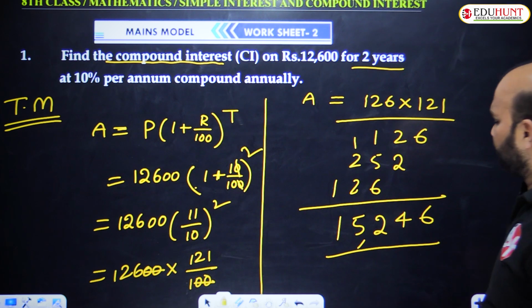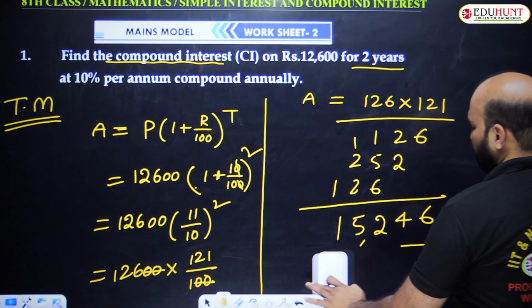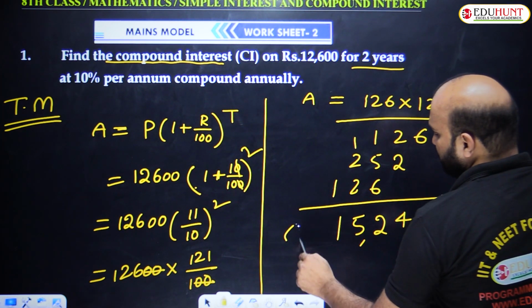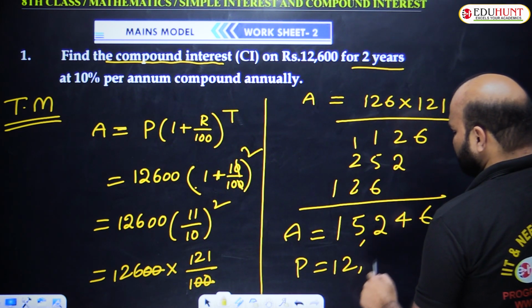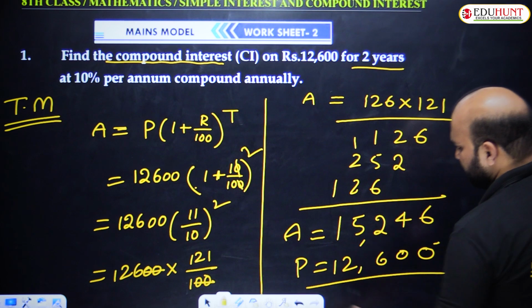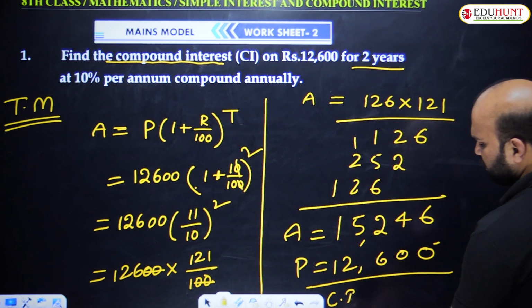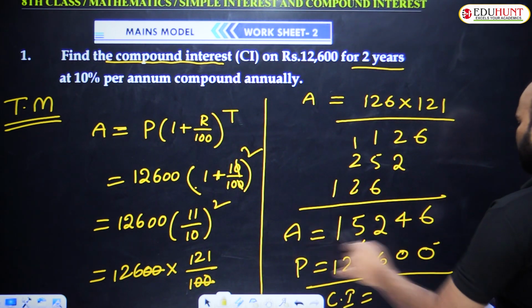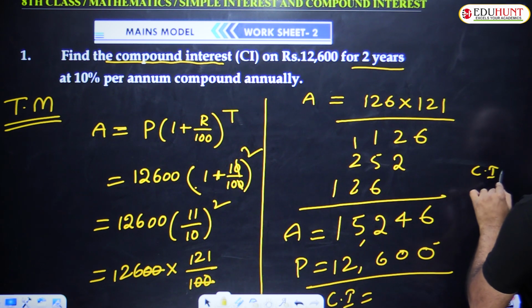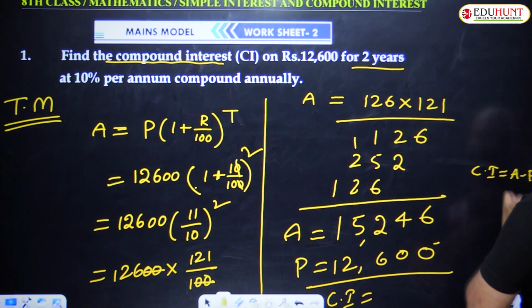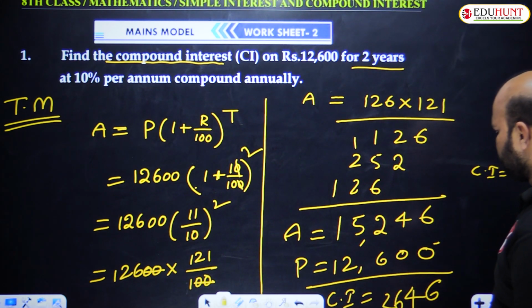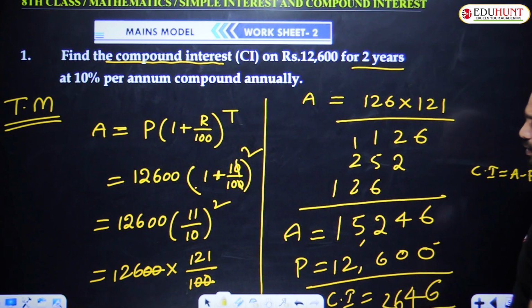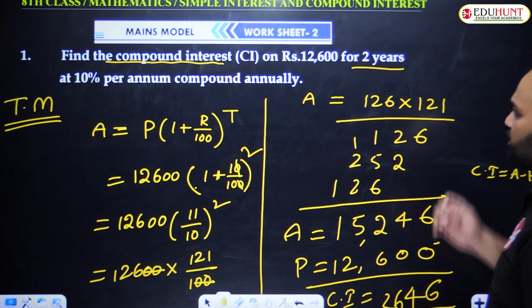This is the amount value, but the question I am asking is compound interest. So amount minus principal. The principal value 12,600 is already given, that should be subtracted from the amount. Compound interest equals amount minus principal, A minus P. So 2,646, this is the compound interest. Am I clear? So this is the traditional method.